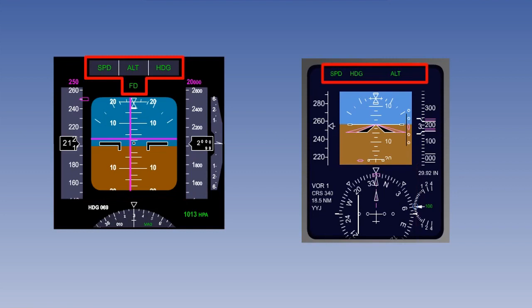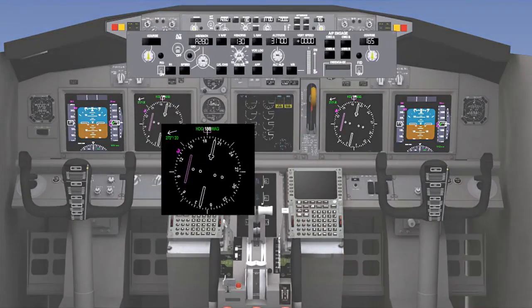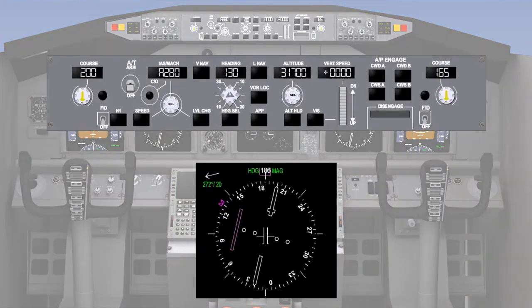The flight mode annunciator is at the top of the display and indicates the modes and status of the flight director, autopilot, and autothrottle systems. The horizontal situation indicator is a gyromagnetic compass display which has added navigation information.